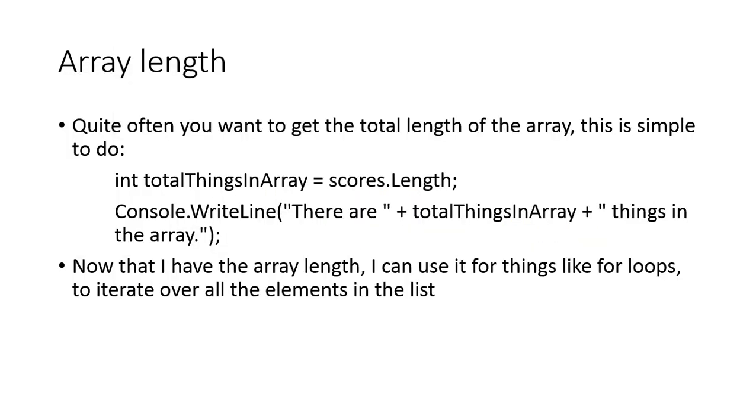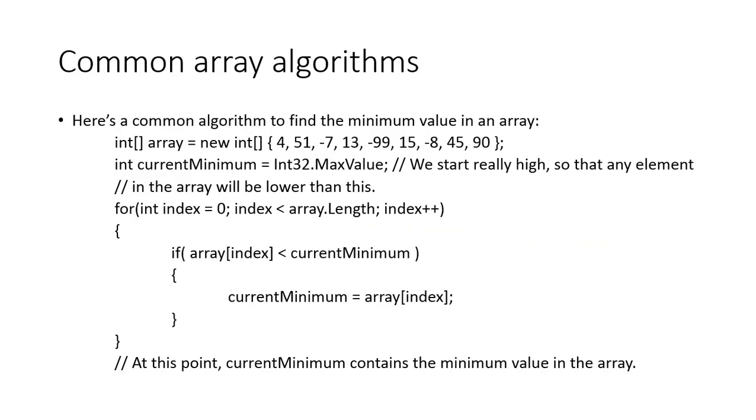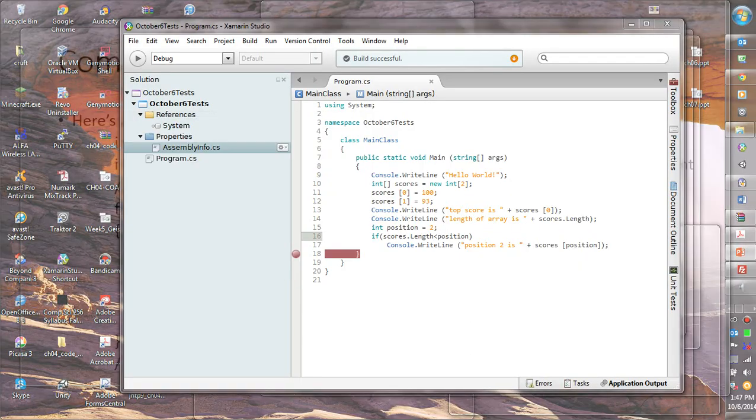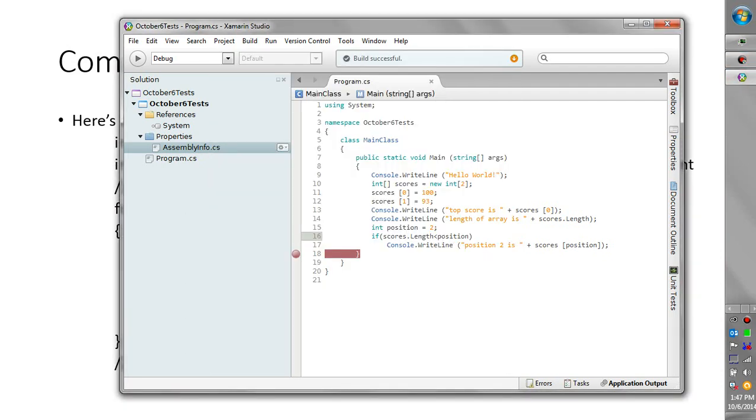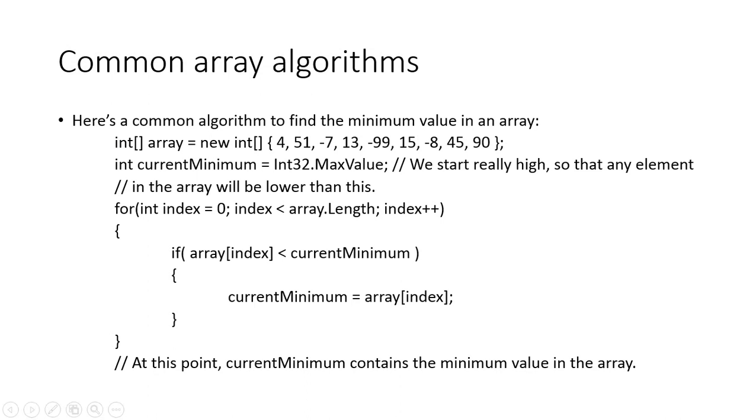Okay, so moving on. Here's some common array algorithms. I'm just going to go through these pretty quickly. This one is to find the minimum value in an array. So if you think about this, we've got an array here, 4, 51, -7, 13, 99, -99, 15, 8, -8, 45, and 90. So we're going to go through all of these and find the minimum.